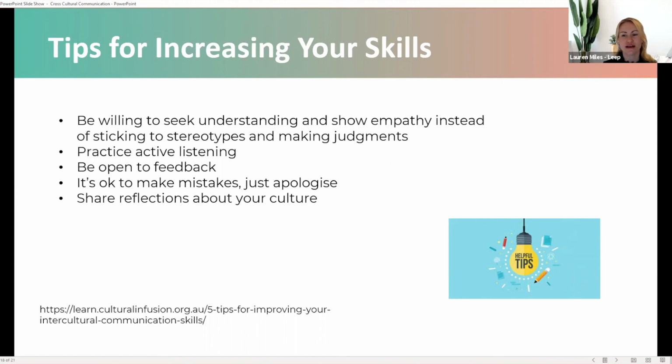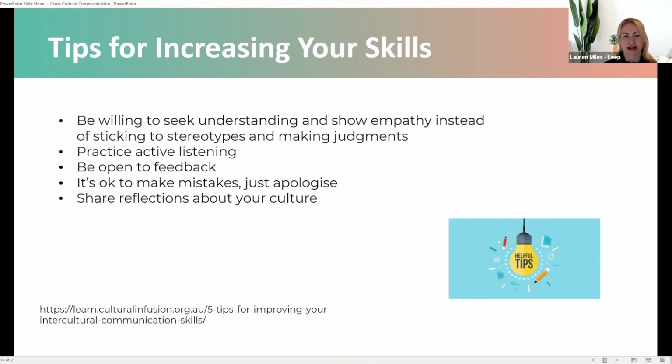So, being willing to seek understanding and show empathy. Just like Cecily was saying, and we've shared today, when you want to try and understand different people, that is going to make such a difference. When we move past stereotypes and making those judgments is when we're going to have effective cross-cultural communication.